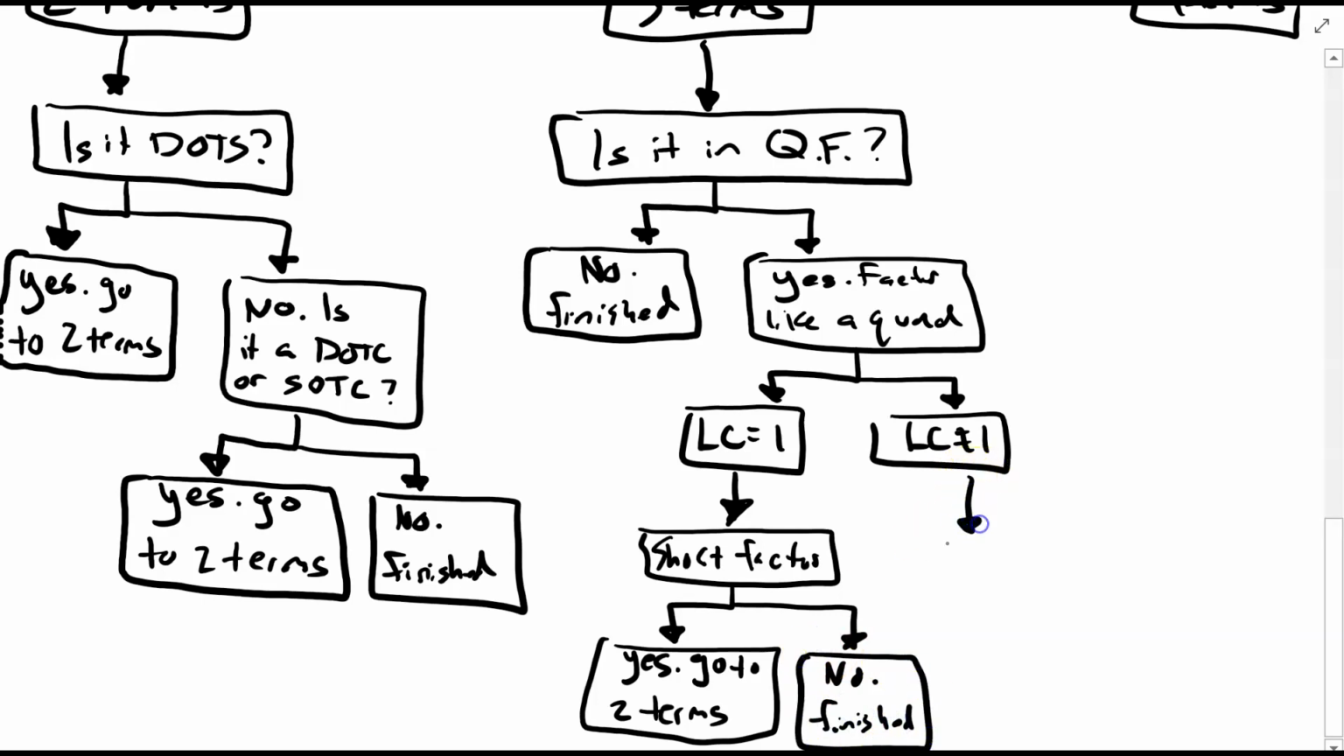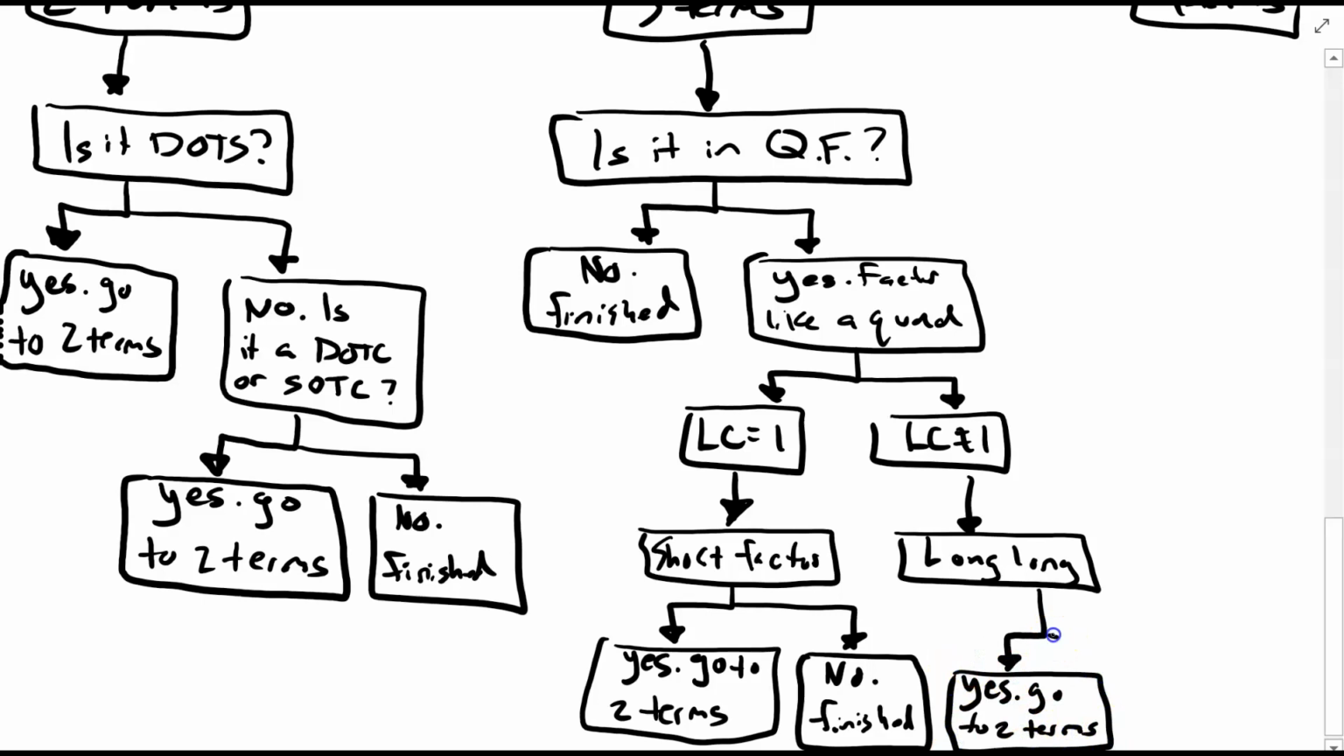If the leading coefficient is not 1, we had to do that long factoring. So here we looked at the two numbers that multiplied to give us the leading coefficient times the constant term, and then added to give us the middle term. And then we used those two numbers to do factor by grouping. And a similar thing happens here. If it's yes, then we go to the two-term branch, and if it was no, then we were finished.